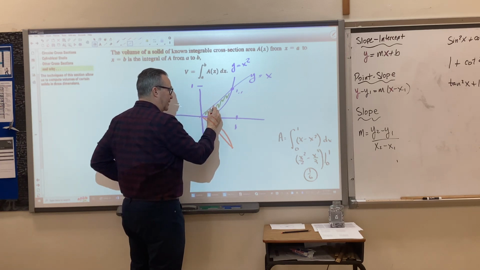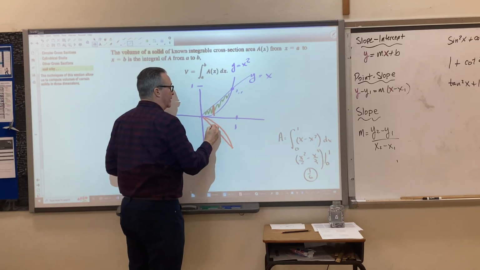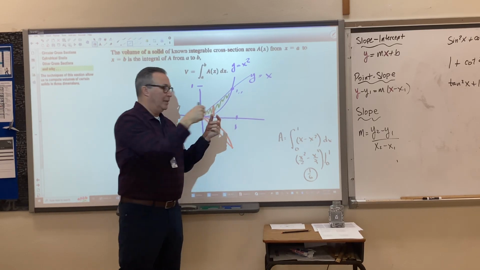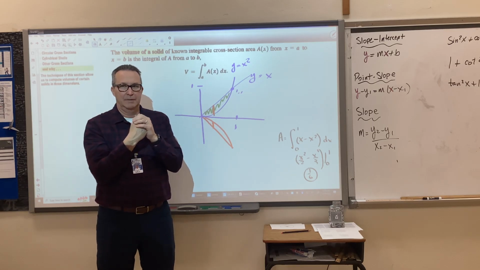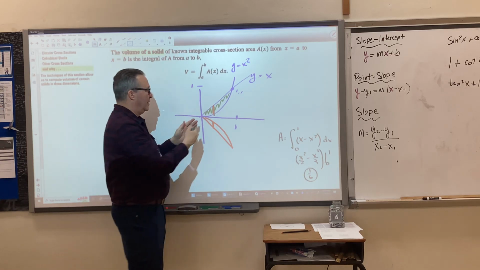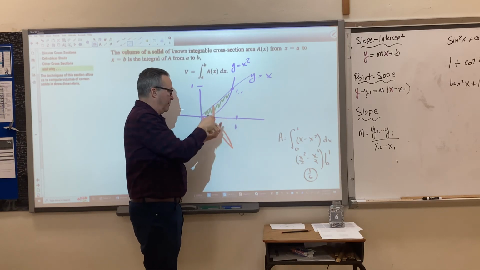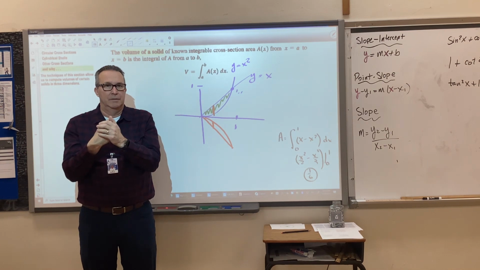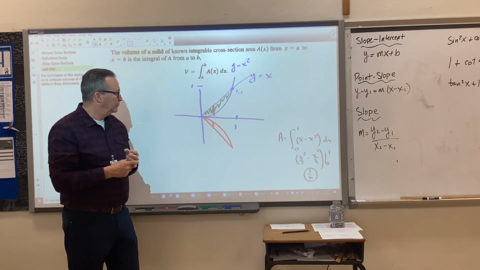But we still take this rectangle and revolve it around the x-axis. So if I took one slice of this solid out, what shape would it be? If I took this slice out, and we've got this solid here. If I took a slice out, what would the shape be? It wouldn't be a triangle.